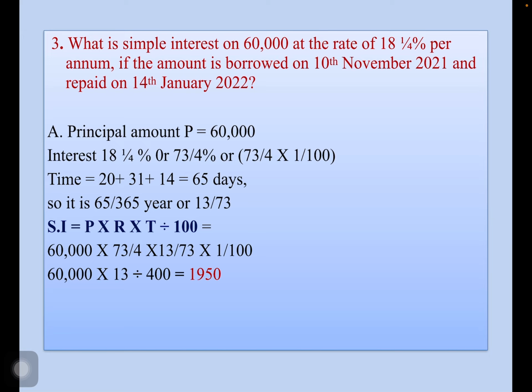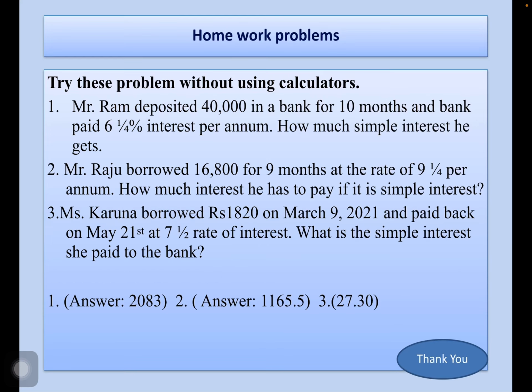Now, simple interest is equal to PRT by 100. P is 60,000, R is 73 by 4, T is 13 by 73, into 1 by 100. If you do all the cancellation and simplification, you will finally get 1,950.